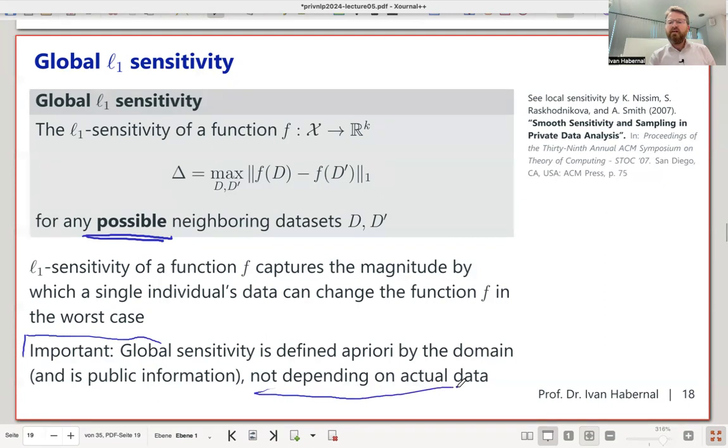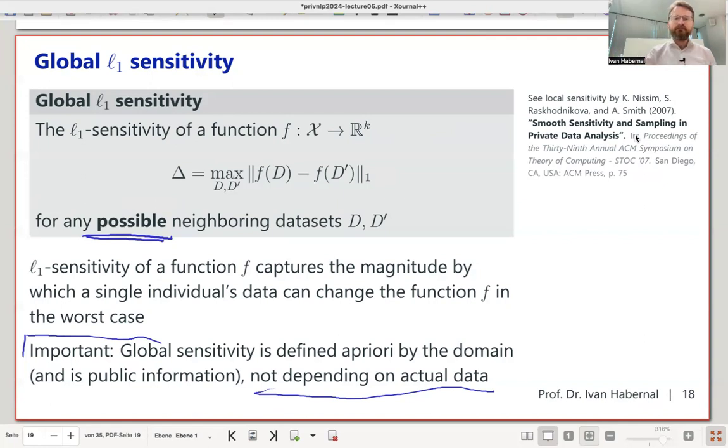If you want to make sensitivity depend on the actual data, there is something called smooth sensitivity or local sensitivity by Nissim, Smith, and others from 2007. You might want to have a look into the paper. It's a little bit more tricky, and I don't think it's actually used that much when you use differential privacy in NLP. So basically, you need to know the global sensitivity to calibrate your noise.